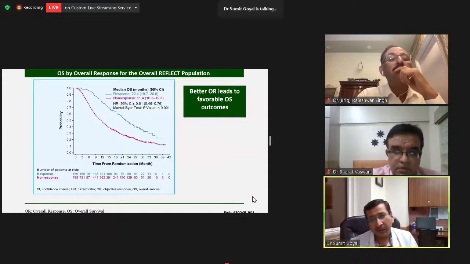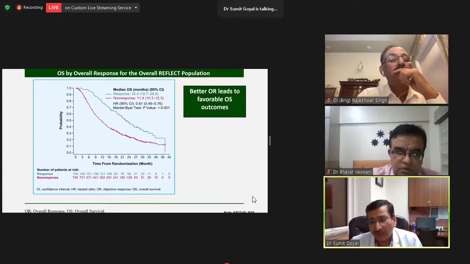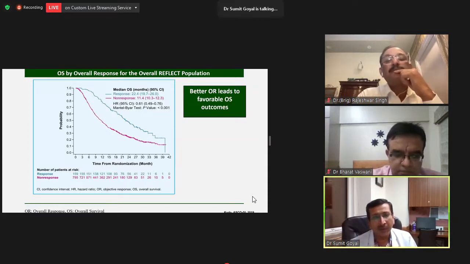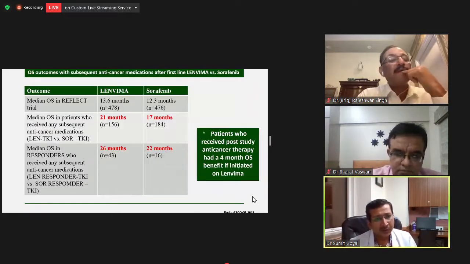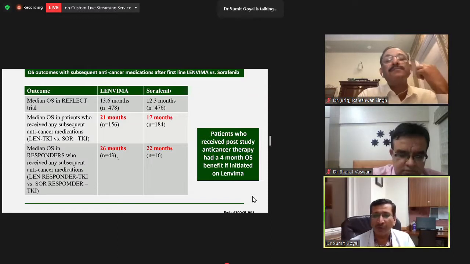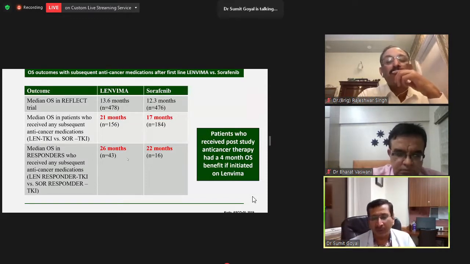It is seen that if the patients are responding, having good responses on lenvatinib, their overall survival is further likely to be better as compared to the non-responders. The median OS was 21 months as compared to 17 months. But in patients who were responding, it was even better, 26 months versus 22 months.